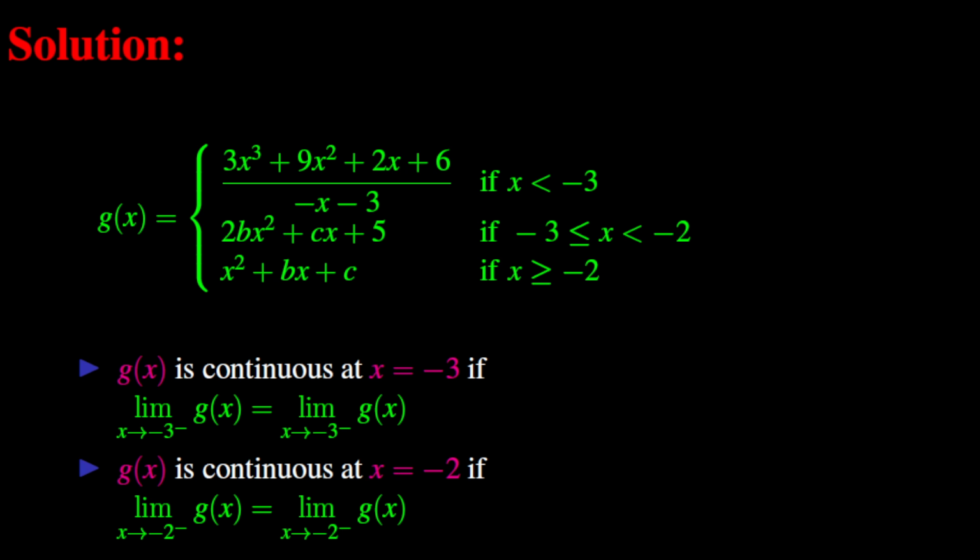The function g of x is continuous at x equals -3 if and only if the limit of g of x as x approaches -3 is equal to g of -3. Likewise, the function is continuous at x equals -2 if and only if the limit of g of x as x approaches -2 is equal to g of -2. Remark that the limit of the function exists if and only if the left-hand limit and the right-hand limit exist and are equal. Therefore, we should start by evaluating the one-sided limits of the function as x approaches -3, and as x approaches -2.